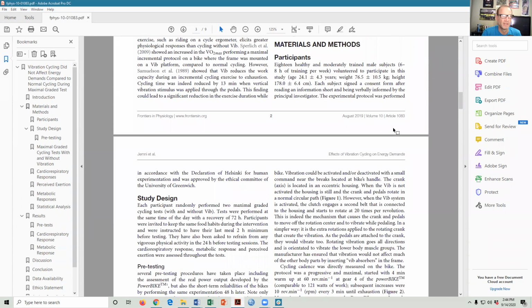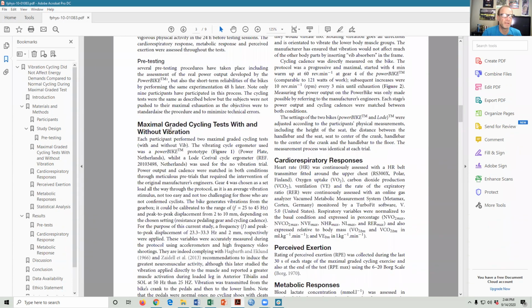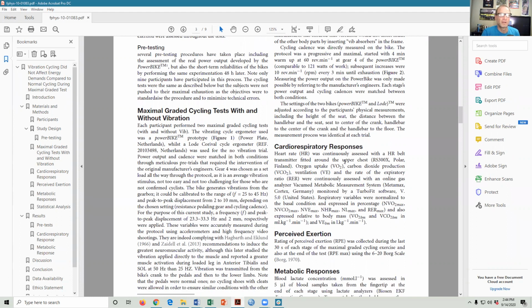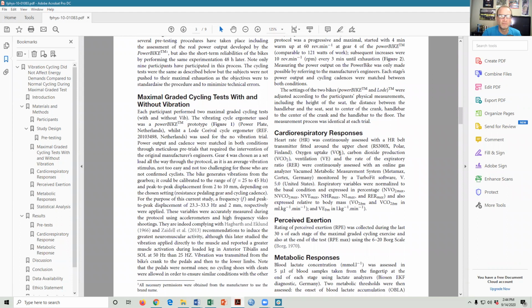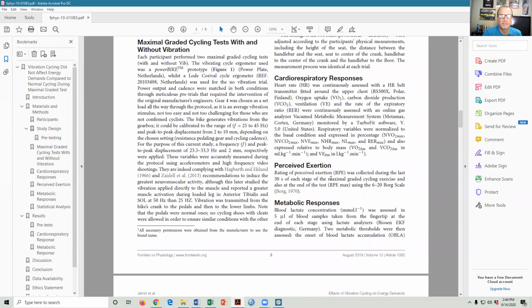Again, I haven't read this, but that's what this is all going to describe: here's a maximum graded exercise cycling test with and without vibration, which is exactly from the purpose statement. Cardiorespiratory responses: heart rate, which we expected, oxygen uptake, VO2, which you expected, VCO2, that makes sense too, and ventilation. So air, inspired and expired. And then RER, which is the ratio of VCO2 and VO2. All good parameters, RPE. Again, this is very predictable.